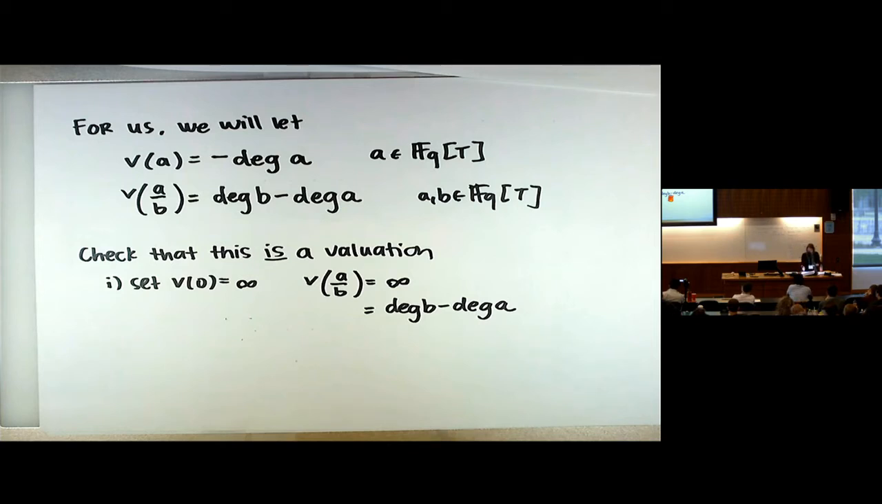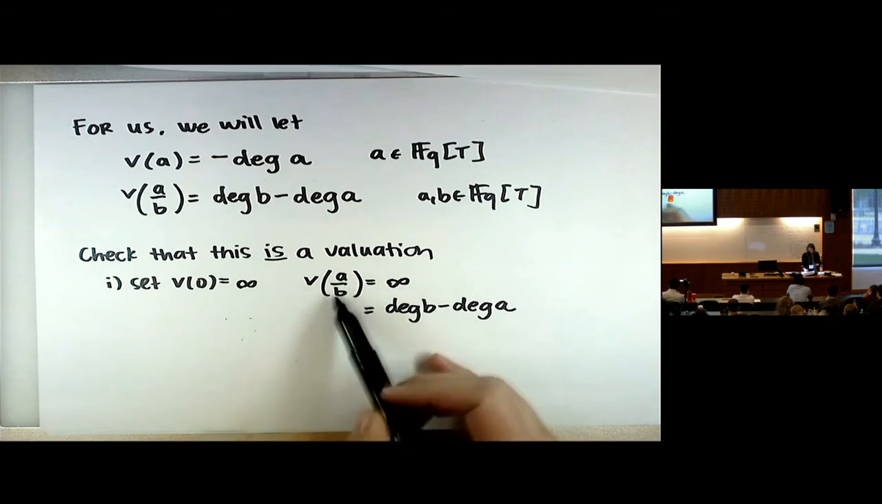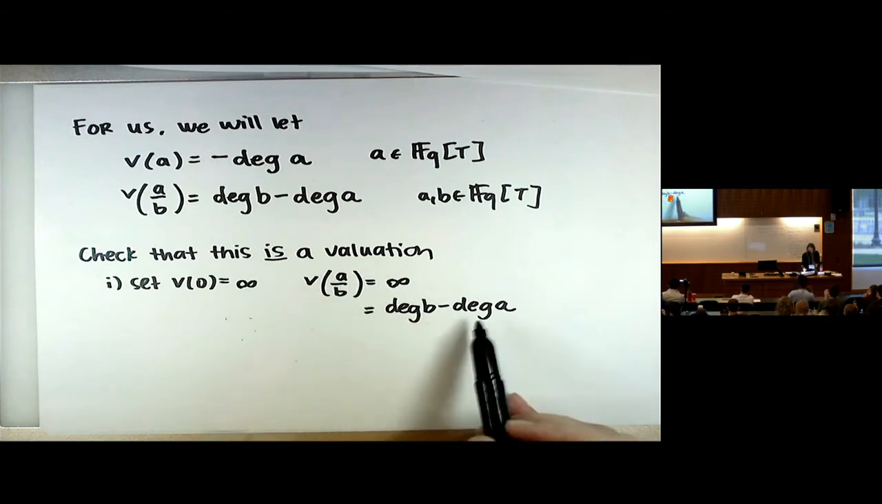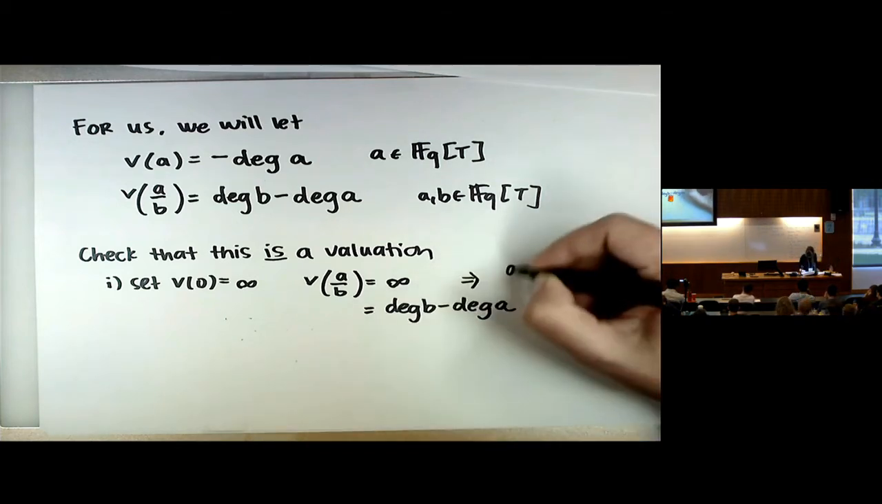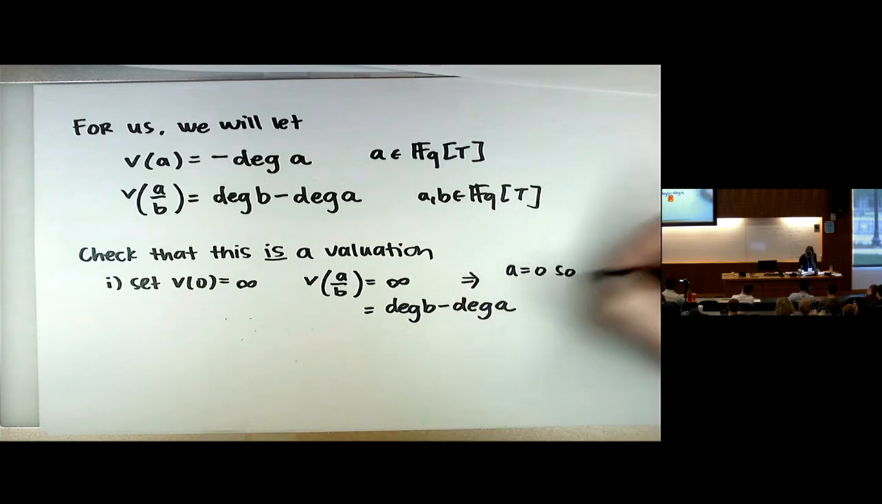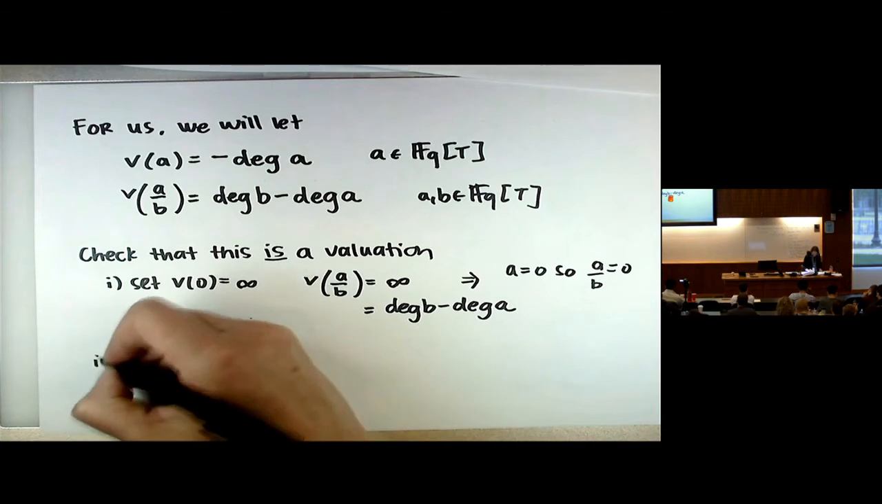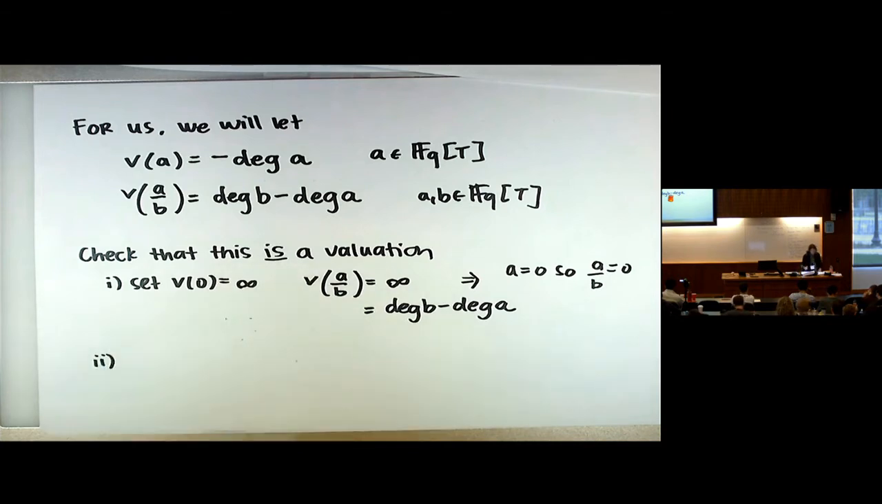But anyway, if these are both finite polynomials that are not 0, then this is some finite number, so I'm not getting infinity out of it. And the only way that I can get infinity is if a were 0, and b is not allowed to be 0. So that's the only way, right? And if a is 0, b can be whatever it wants. 0 over b is 0. So that implies a is 0, so a over b is 0. Okay, that's not the tough part.